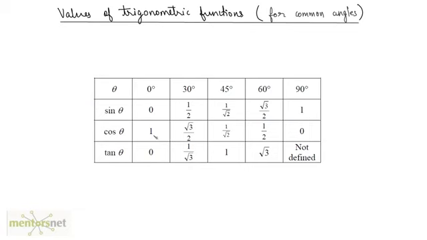Right? Now to calculate the value of tan theta, you just need to put it as sine theta by cos theta. So 0 by 1 is 0, 1 by 2 by root 3 by 2 is again 1 by root 3, 1 by root 2 divided by 1 by root 2 gives you 1, root 3 by 2 divided by 1 by 2 gives you root 3, and 1 divided by 0 is obviously not defined. So remember this table. Many a times the angles in your questions are either 0, 30, 45, 60 or 90 degrees.